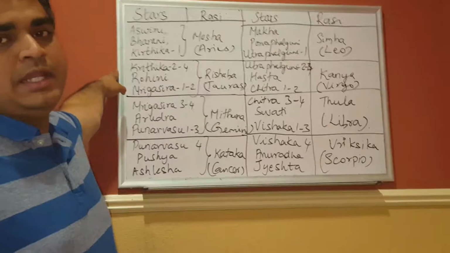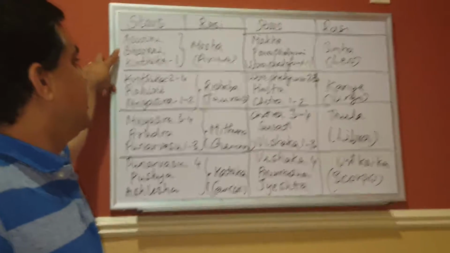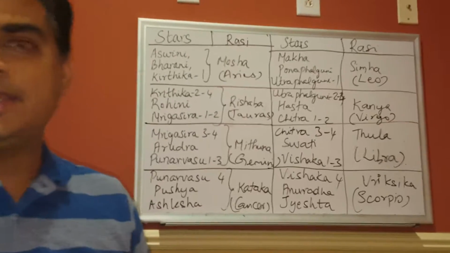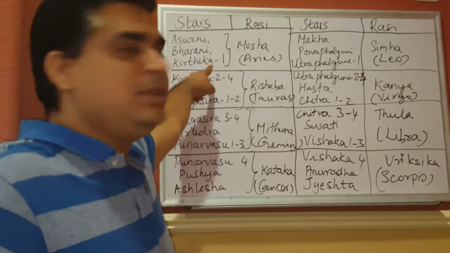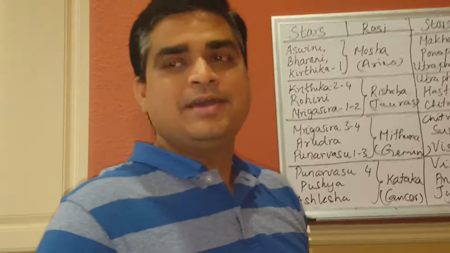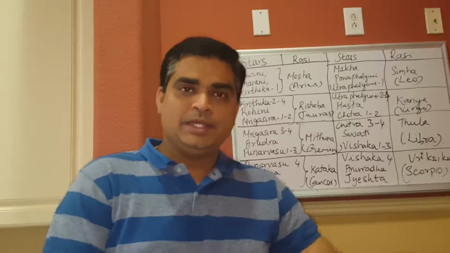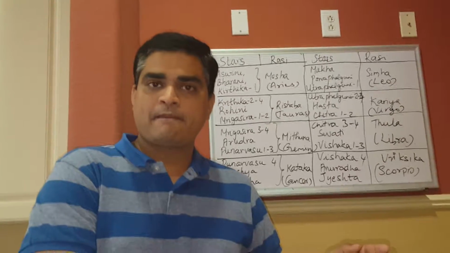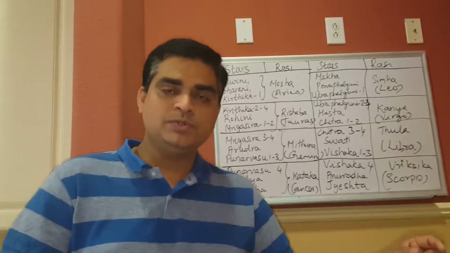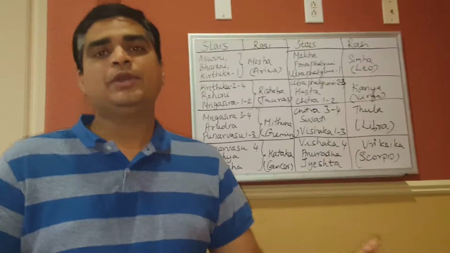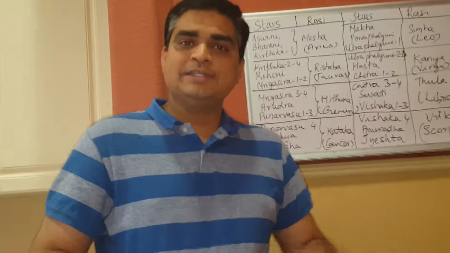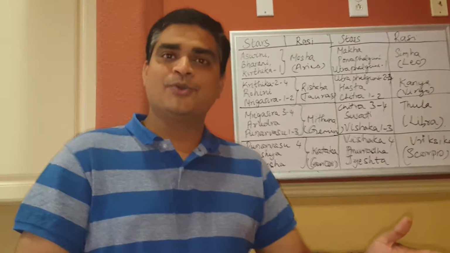So let's start from the left side here. Ashwini, Bharani and Kritika. And I have put -1. Can you guess what that -1 means? Remember, we have 27 stars, right? In Vedic astrology, the Indian astrological system, we divide each of the stars into quarters. So, how many quarters make 1? Obviously, it's 4. Great. So, each of the stars we are going to break down into 4 quarters, right?